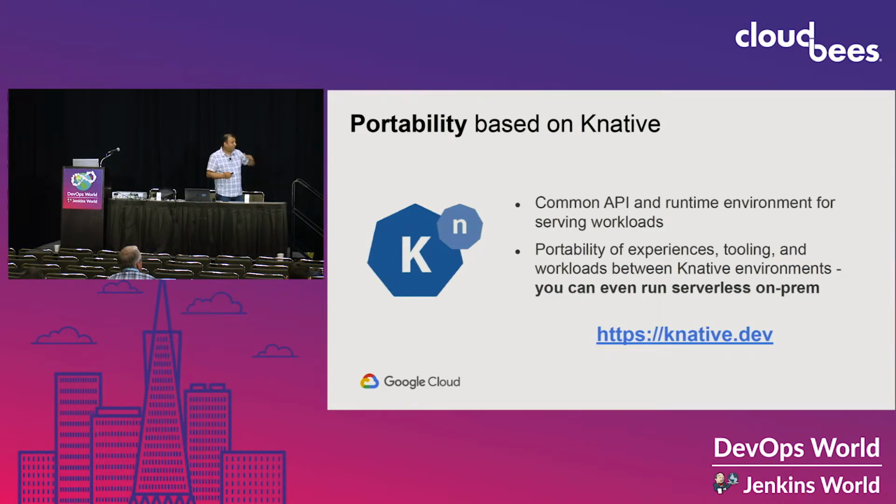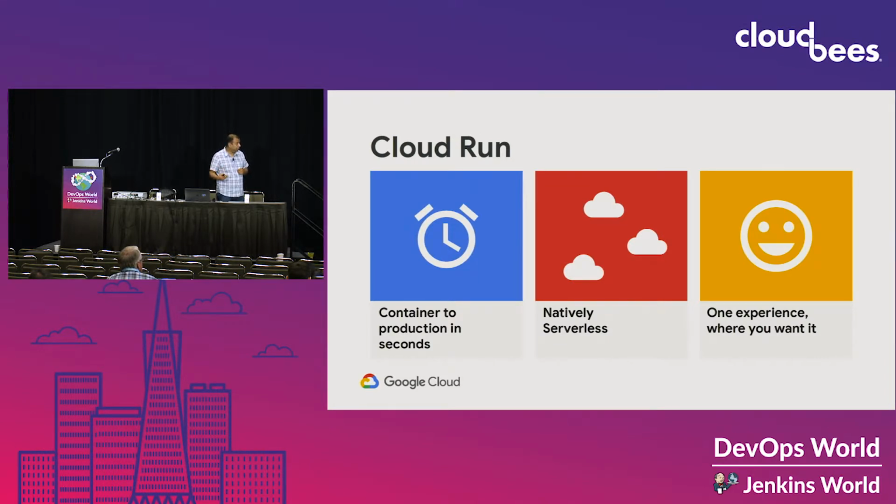It tends to get confusing for people if you introduce n number of products and say, well, there's an API for this, an API for that. It's a big pain. So this was a conscious decision: we want compatibility across all serverless products, period. So it's portable, based on the Knative API. And essentially what Cloud Run gives you is a container to production in seconds. It's serverless, and most important, it's one experience wherever you want it, whether in the cloud or on your local machine.